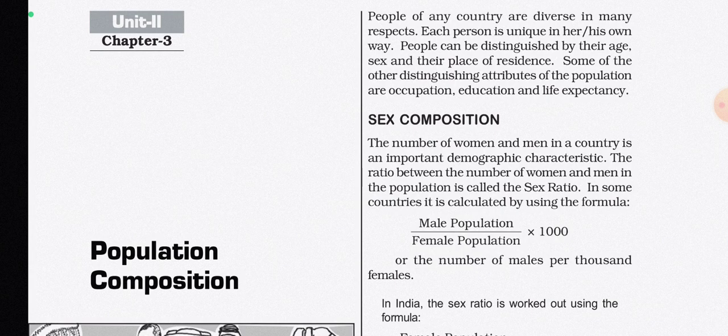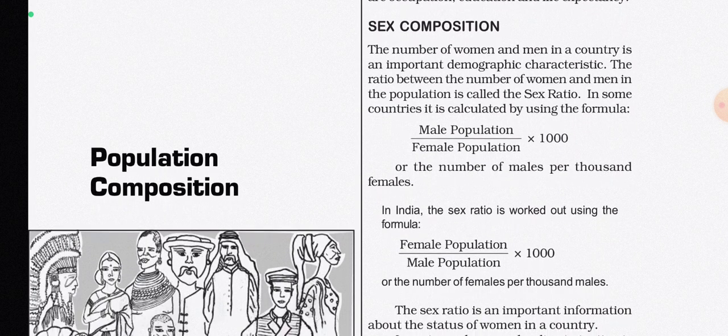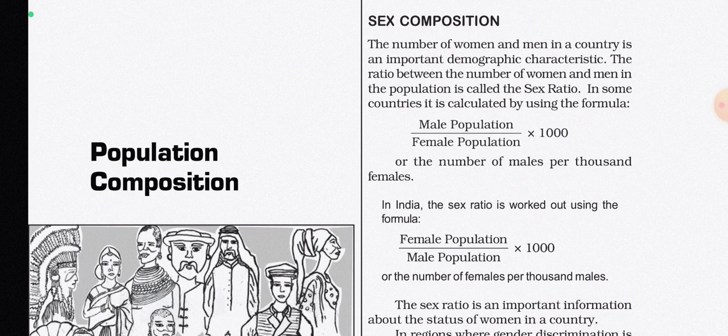Now, sex composition. The number of women and men in a country is an important demographic characteristic. The ratio between the number of women and men in the population is called the sex ratio. So, sex ratio is the ratio between the number of men and women. In some countries, it is calculated by using the formula male population divided by female population into 1000, or the number of males per 1000 females.